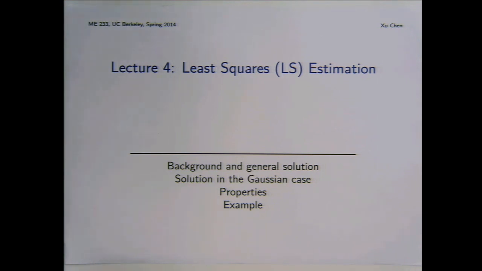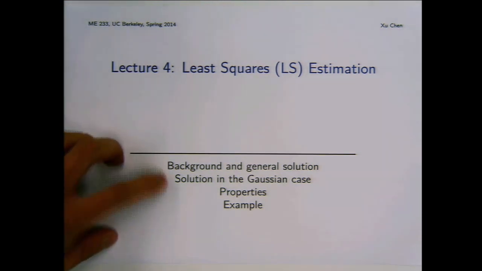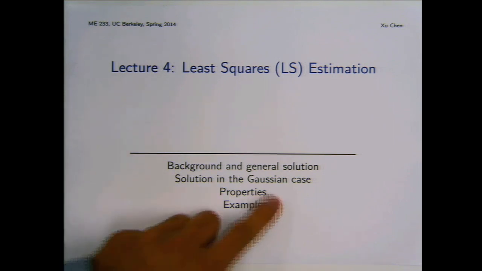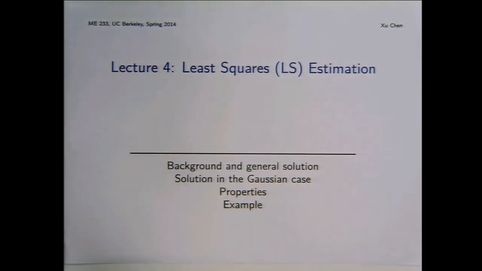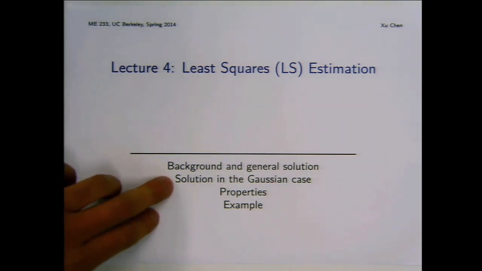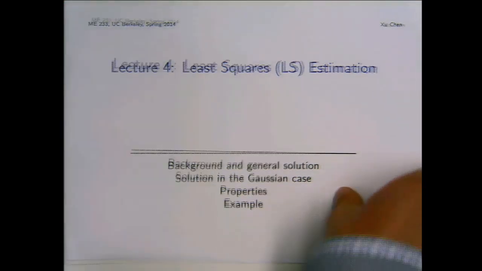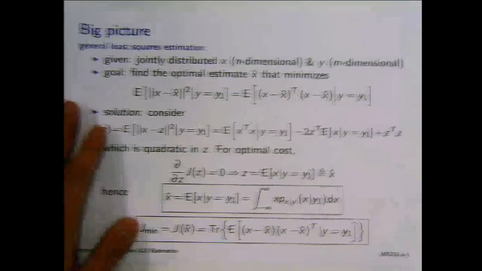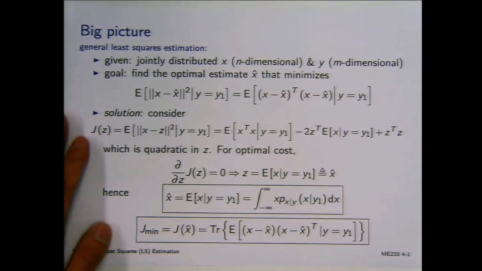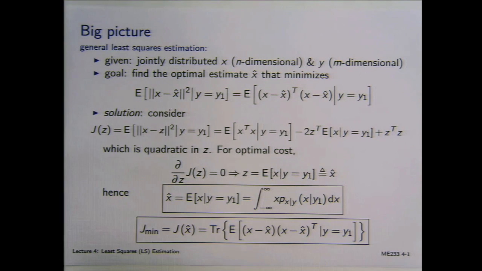Least squares estimation. We'll go from the general problem to the case where the randomness is Gaussian. Over there you will see, you can guess very nice solutions if everything is Gaussian. The problem definition looks like this.